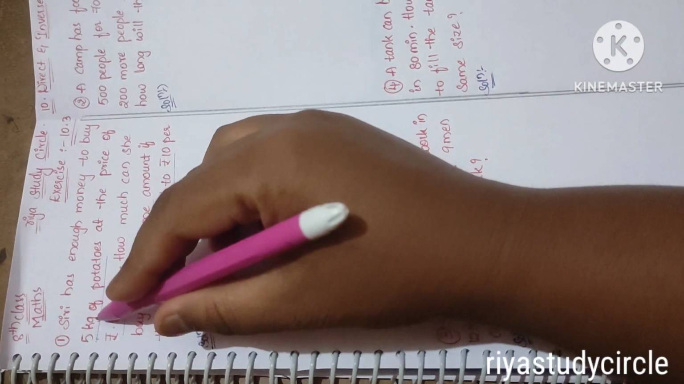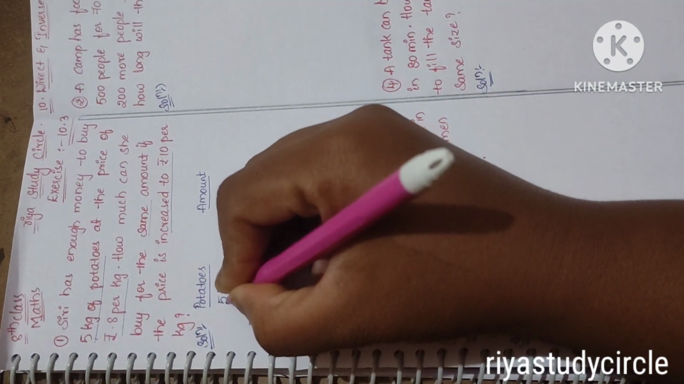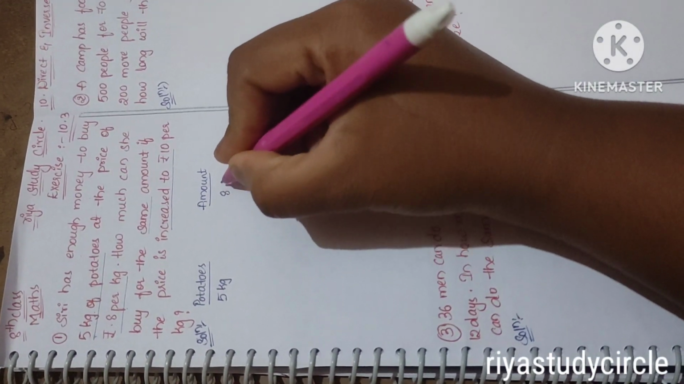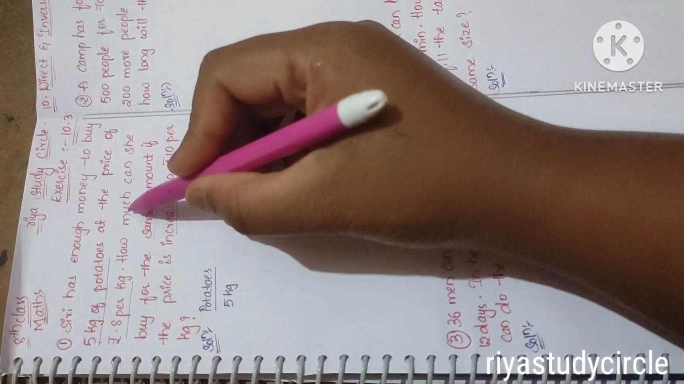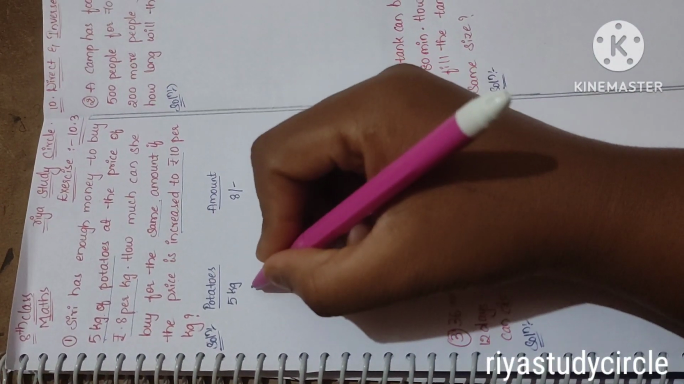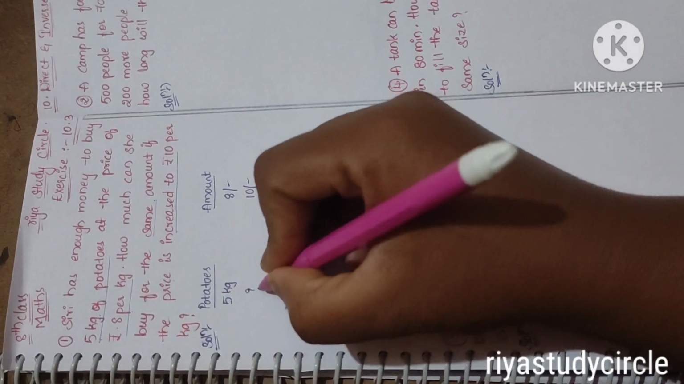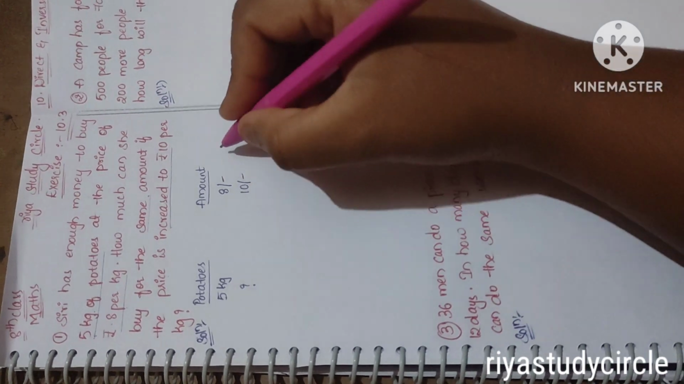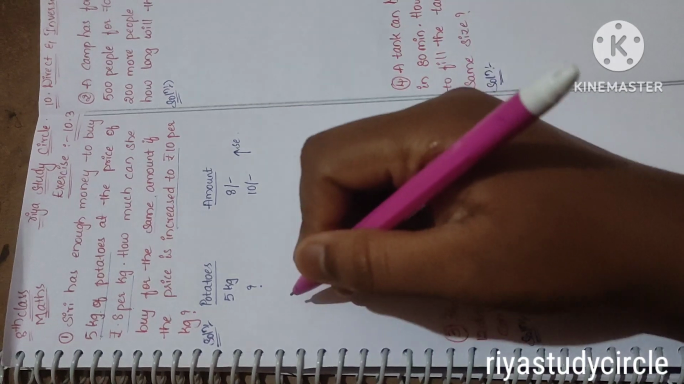We have to find how many kgs she can buy at 10 rupees per kg. So first we have to write the given quantities, that is potatoes and amount. 5 kgs she can buy if the price of potatoes is 8 rupees per kg. Next, how many kgs she can buy if the price of potatoes is 10 rupees per kg. We have to find the quantity. So here, the amount is increased from 8 rupees to 10 rupees. Then what will be the quantity?